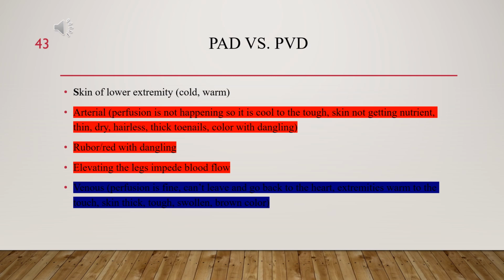With venous patients, the perfusion is fine, but it can't get back to the heart. So the extremities are going to be warm to touch. You're going to have this thick skin, it's going to be tough. They might be swollen and brownish in color.